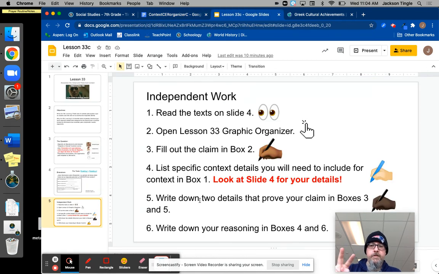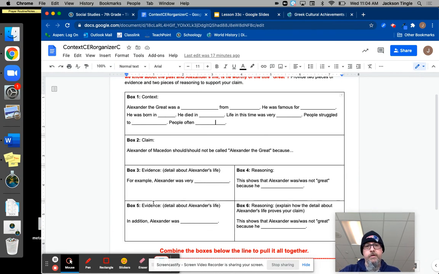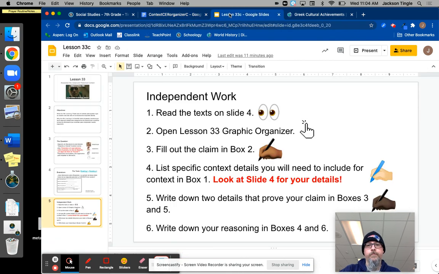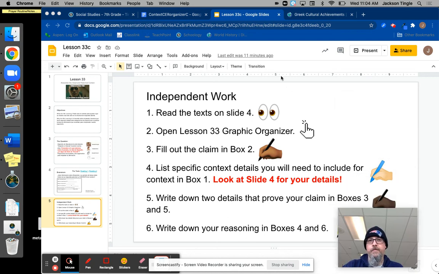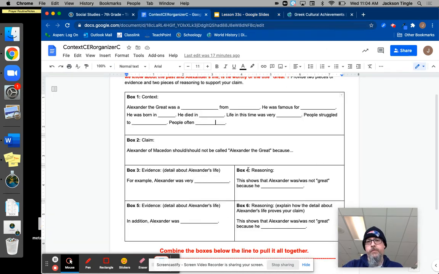Write down 2 details that prove your claim in box 3 and 5. Box 3 and 5 are for our evidence. Write down your reasoning in boxes 4 and 6. Boxes 4 and 6 are for where you explain why this evidence shows that you are correct.